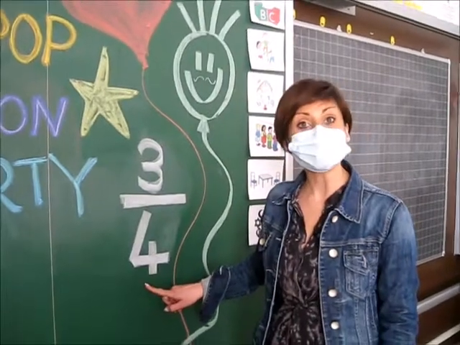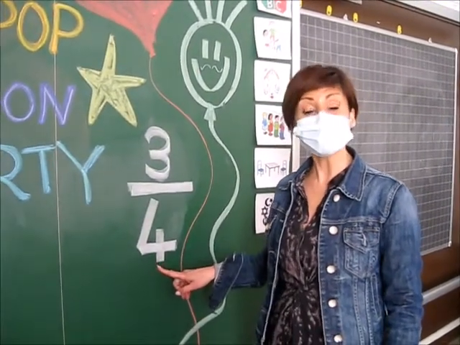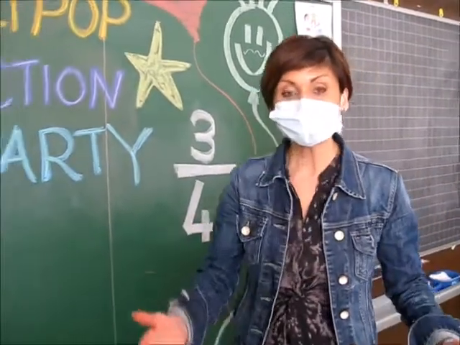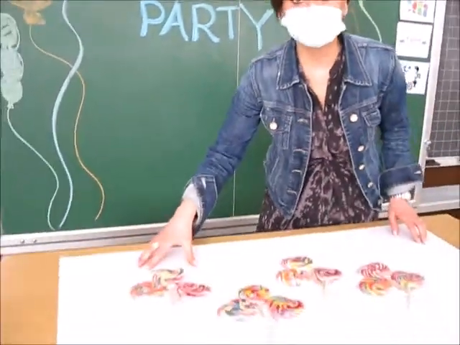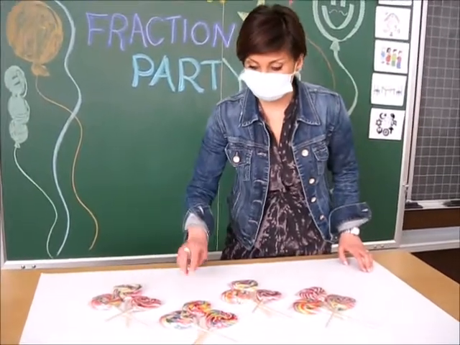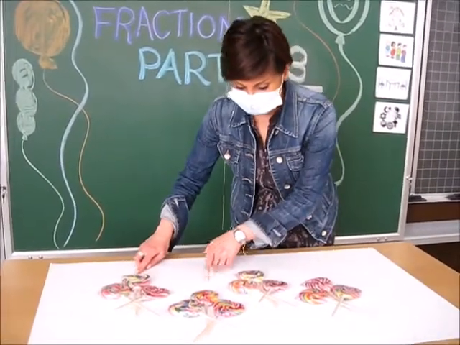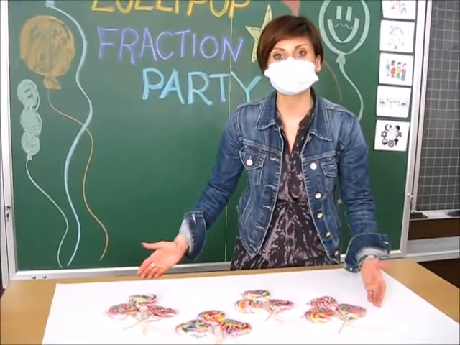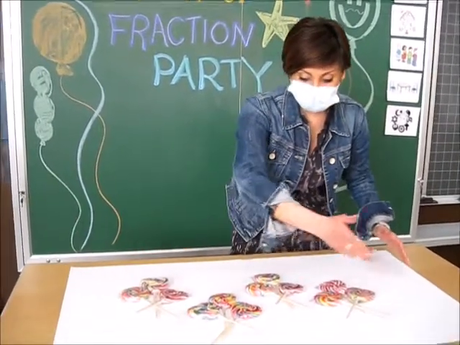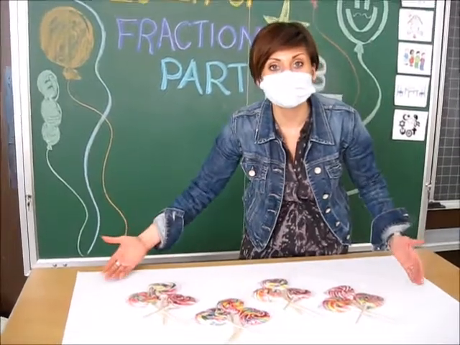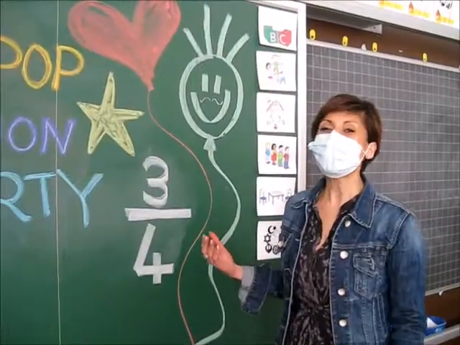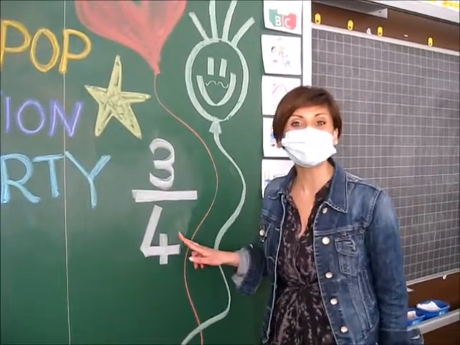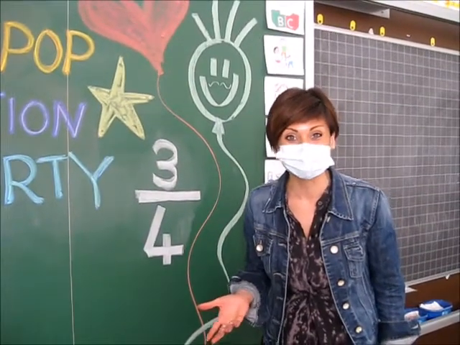The denominator tells me that I must make 4 equal parts. And here they are. 1/4, 2/4, 3/4, 4/4. I have 4 quarters. Now I'm ready to give Maestro Luca 3 quarters of my lollipops.